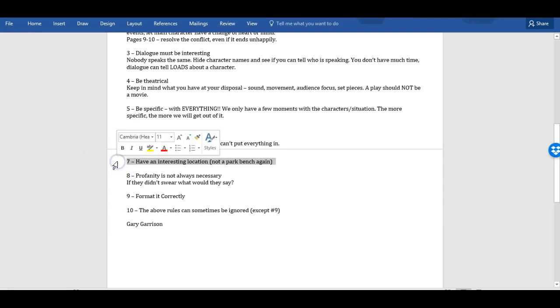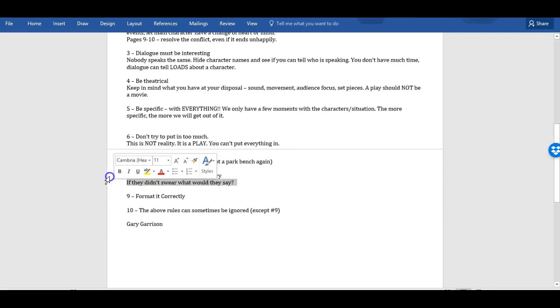Again, a location, as we talked about before. Please, not another park bench. But it can be an interesting place. Think about profanity. I cuss like a sailor, but there are some times where it is always a good idea to ask yourself, okay, if they couldn't swear, what would they say instead? It simply makes you a better writer. Now, having said that, sometimes fuck is just the right word. So it's your choice, it's your play, but always ask yourself, before just filling it up with profanity, how can I make these characters more expressive?